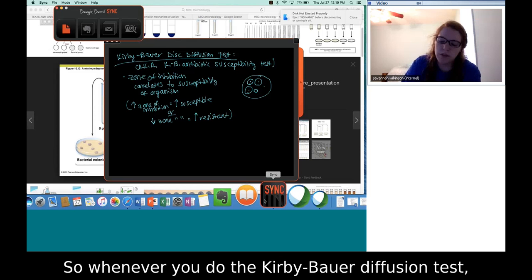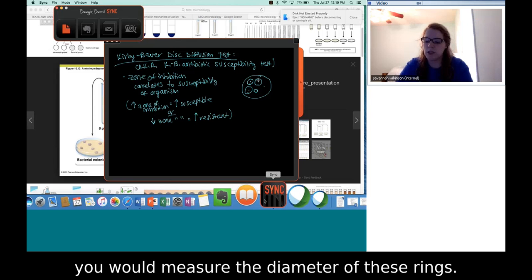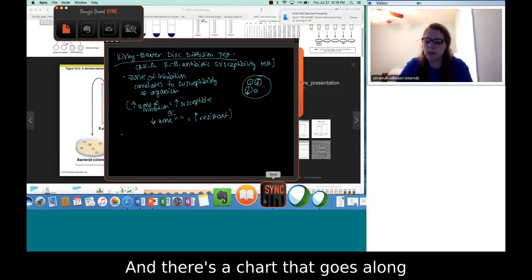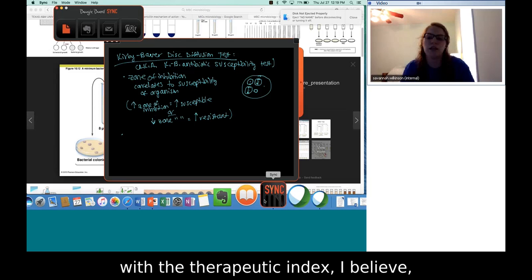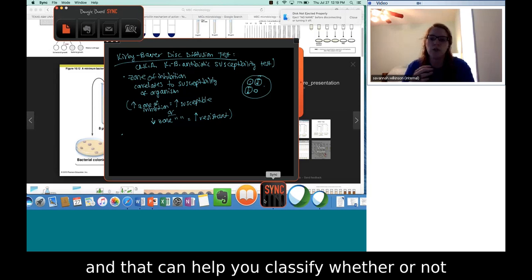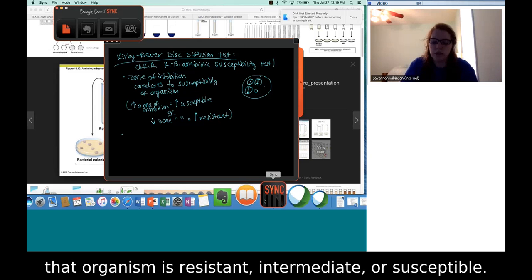So whenever you do the Kirby-Bauer disc diffusion test, you would measure the diameter of these rings, and there's a chart that goes along with the therapeutic index, I believe, and that can help you classify whether that organism is resistant, intermediate, or susceptible.